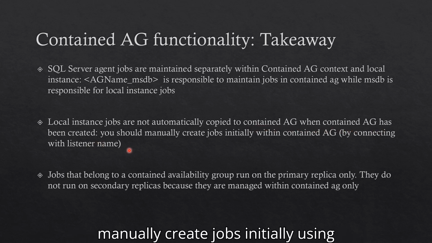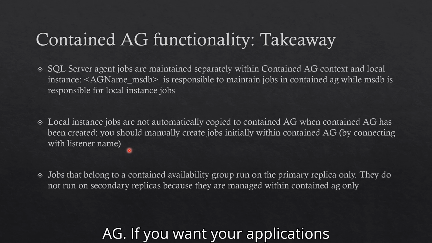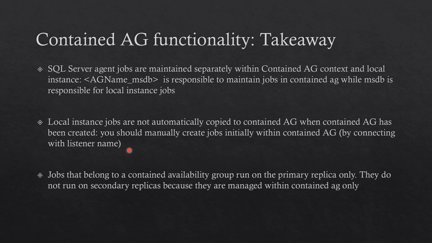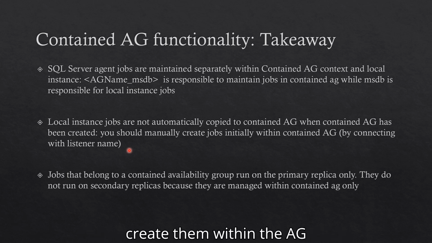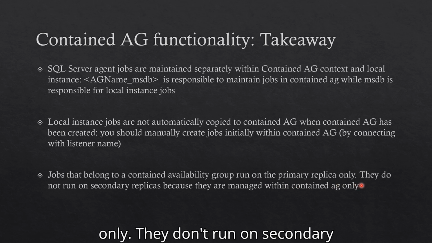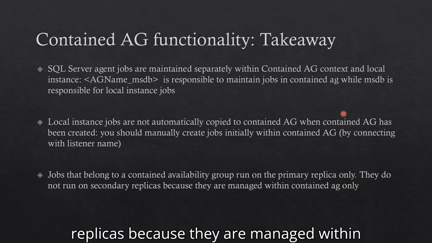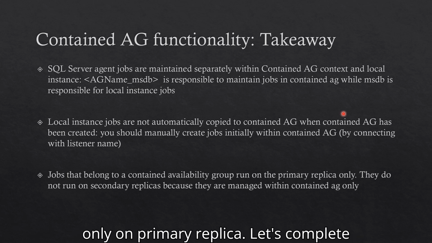You should manually create jobs initially within contained AG. If you want your applications to access these jobs when they connect to the contained AG, you should manually create them within the contained AG context. Jobs that belong to contained AG run on the primary replica only. They don't run on secondary replicas because they are managed within contained AG only. And contained AG jobs, of course, run only on the primary replica.